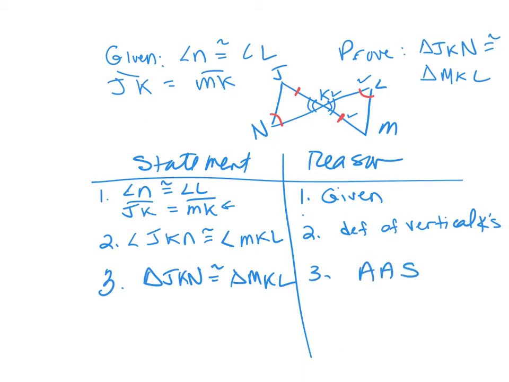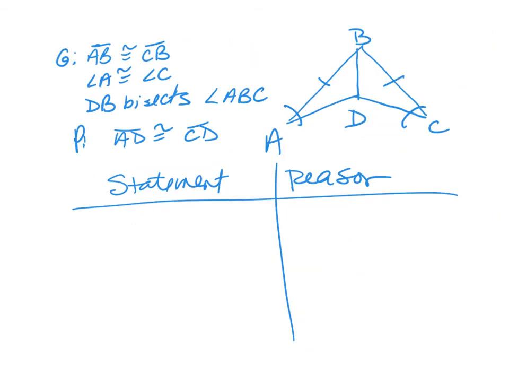angle, angle, side. So when we're proving that the parts are congruent, these are parts of a triangle right here. They're not the whole triangle. When we're proving that parts are congruent, we need to first prove that the triangles are congruent. So let's do that first. First we do a given dump. Just dump all our givens into the first one.